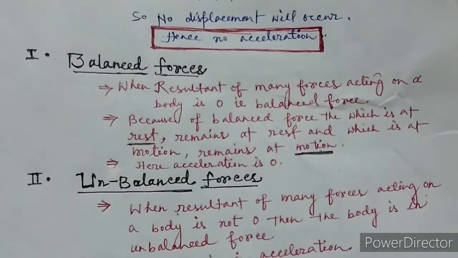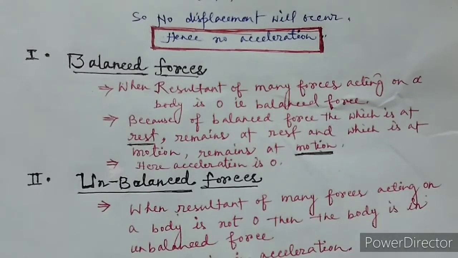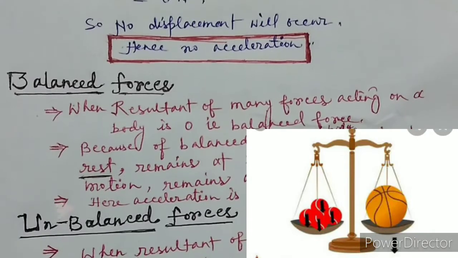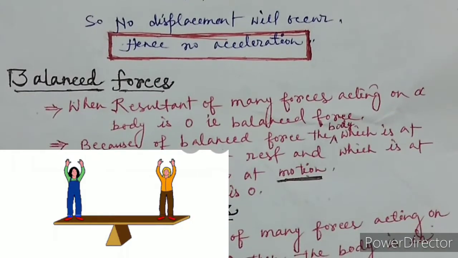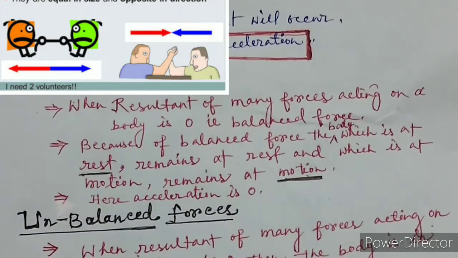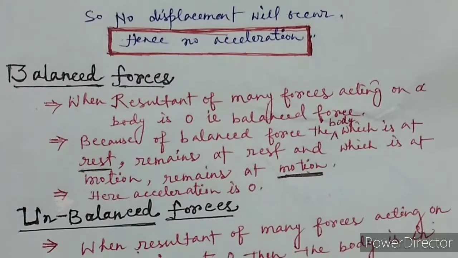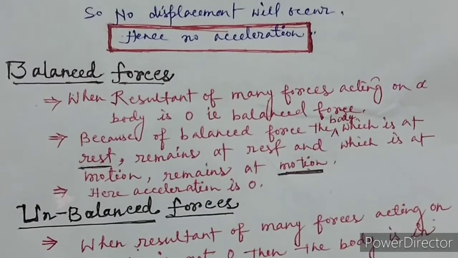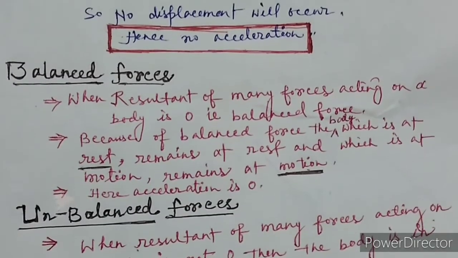And what are the impacts of the balanced force? First, the definition: when the resultant of many forces acting on a body is equal to 0, that is the balanced force. Means suppose a number of forces are acting on a body, and if the resultant of all these forces is equal to 0, then that force is balanced force. So in case of balanced force, there is no acceleration.